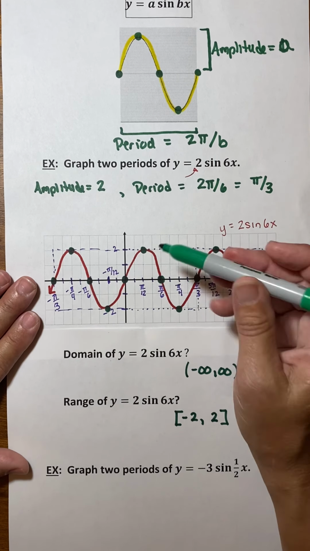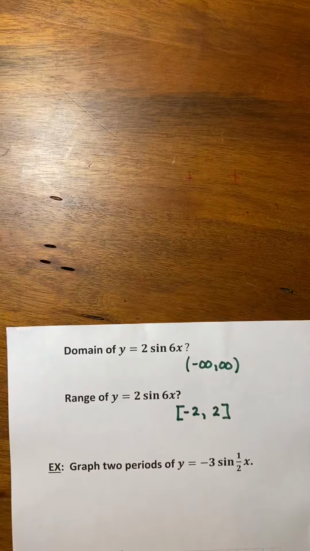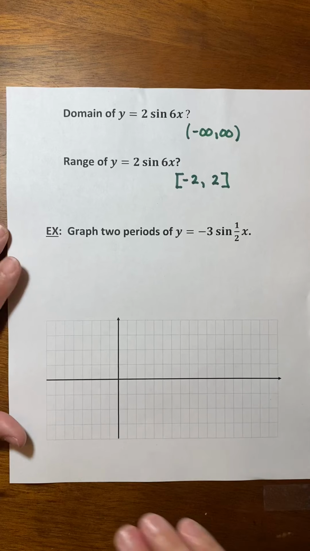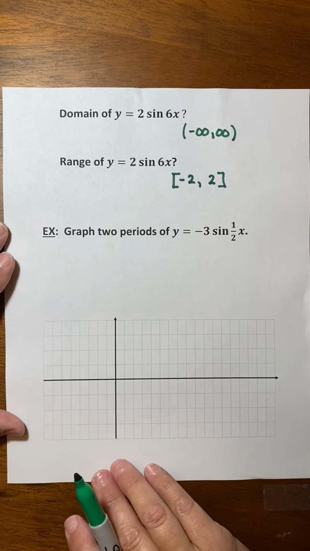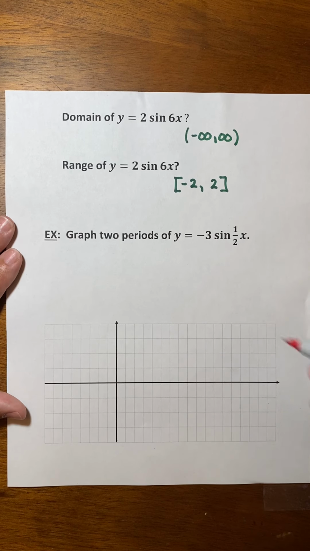Inclusive, because this point has output 2, that point has output negative 2. All right, let's try another one. Let's graph 2 periods of the sine curve y equals negative 3 sine of 1/2 x. So we want to look at these values right here.